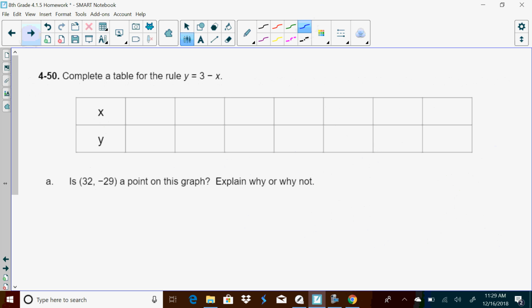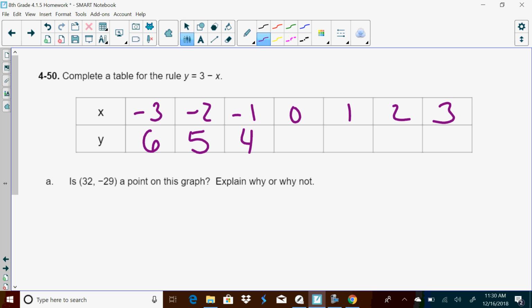Problem 50, complete a table for that rule. So I started at -3, -2, -1, 0, 1, 2, 3. So 3 minus -3 is really 3 plus 3, so it'd be 6. 3 plus 2 would give me 5. 3 plus 1 would give me 4. This would be 3. 3 minus 1 is 2. 3 minus 2 is 1. And this would be 0.